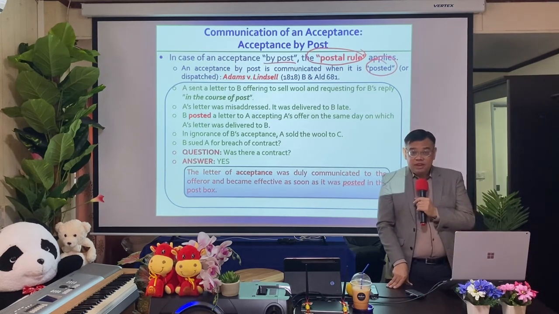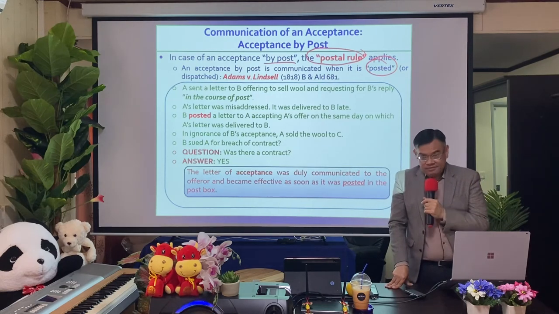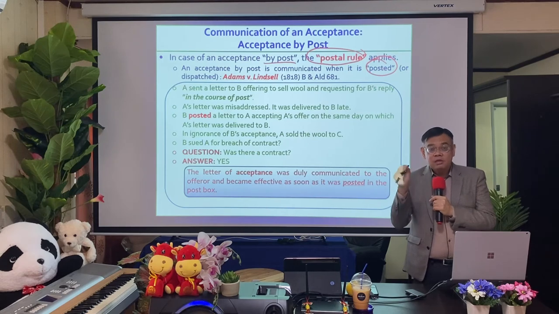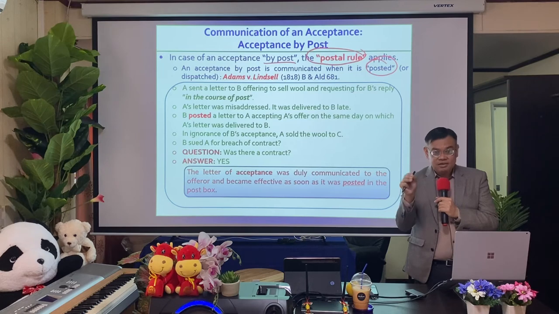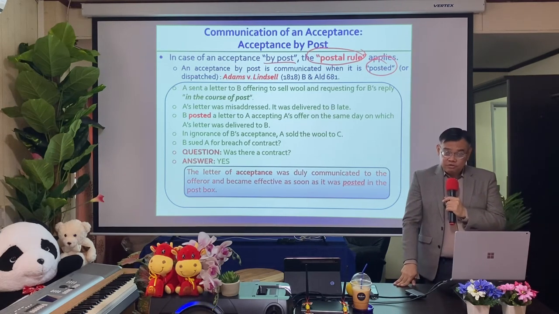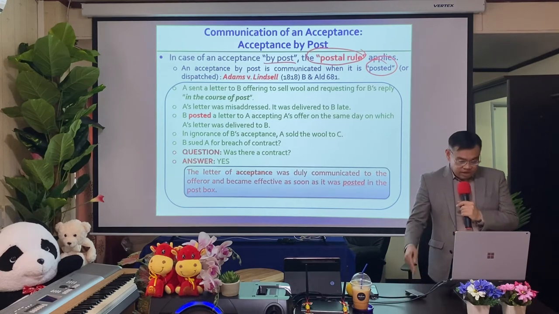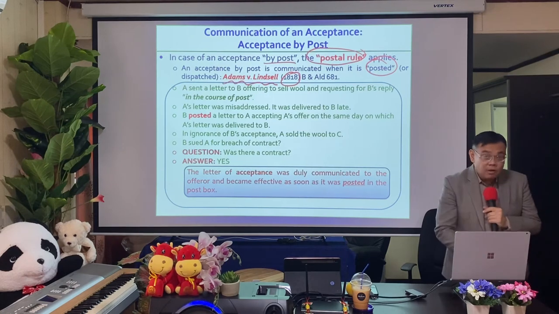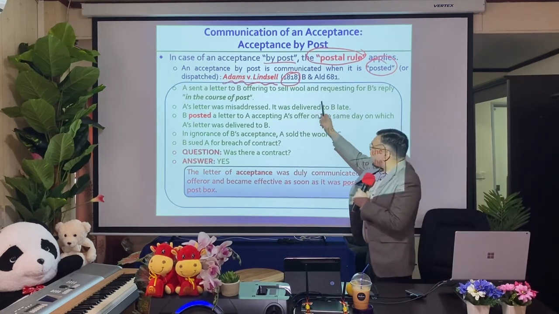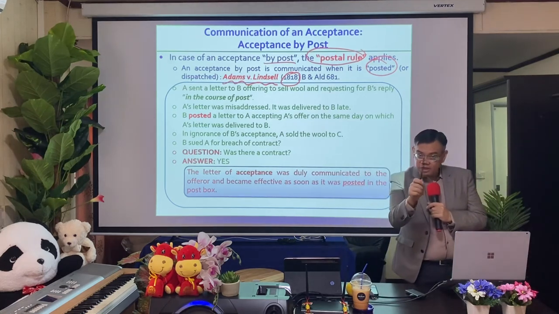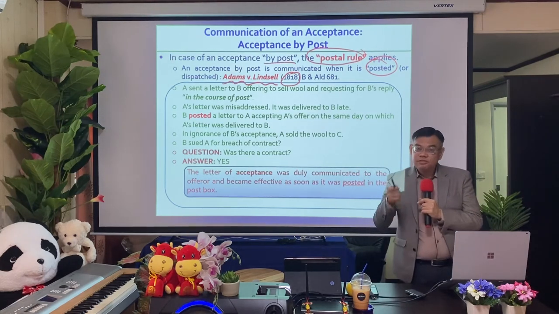Even though the letter is lost, it does not matter. The acceptance is effective once it is posted, so that there is a contract at the moment at which that letter is posted. Well, this rule of law has been established for a very long time, since 1818, in the case known as Adams and Lindsell. You may say, well, it's very old, 1818. Why do we need to make mention of a case which is very, very old? Nothing is old. This case is still good law.